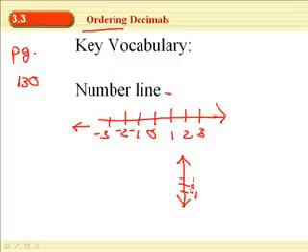On a number line, you can plot points, and you can order things by putting them on a number line. So that's just an example of one way, and that is what a number line is. I have one on the front of my board above my chalkboard.